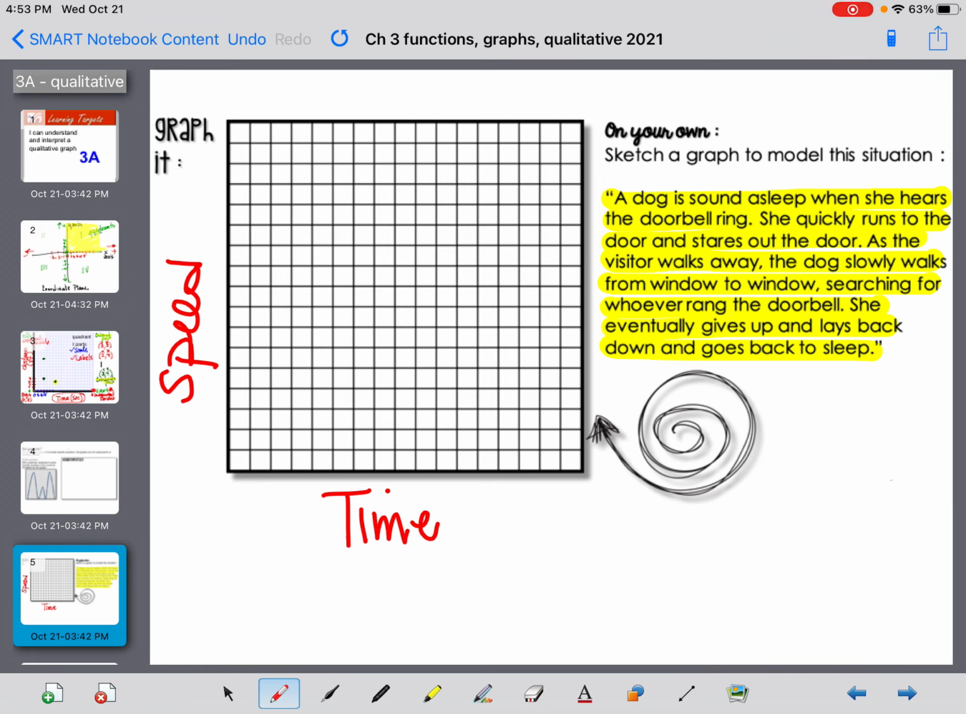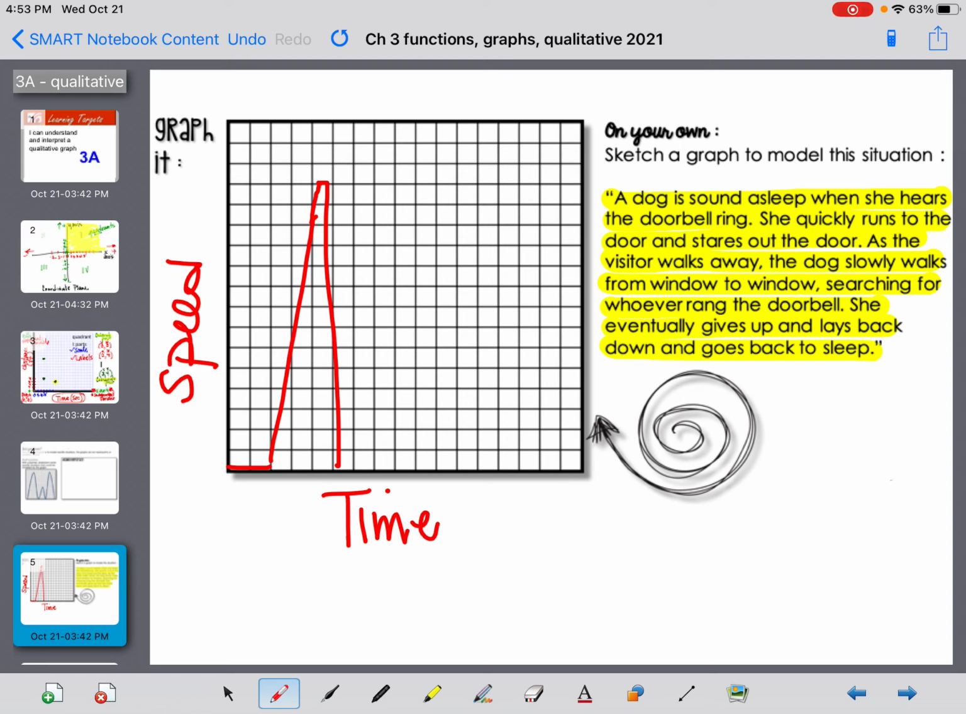So she's laying down. She's not going any amount of speed for a certain amount of time. But then when the doorbell rings, she quickly runs to the door. So then my speed is really, really steep, because she quickly runs to the door. She goes very fast. And maybe she's getting faster and faster and faster as she gets to the door. And then what happens when she gets to the door?